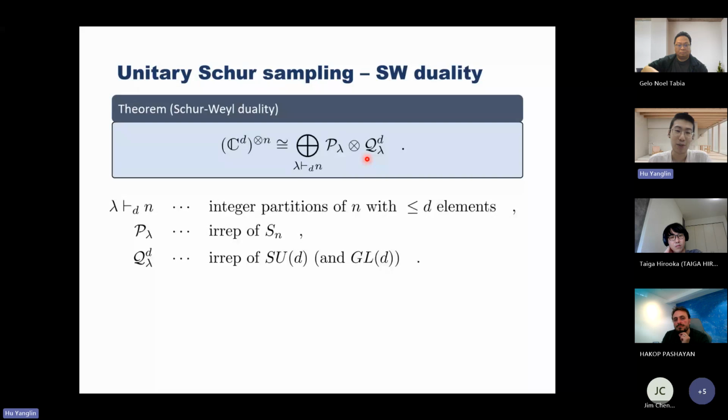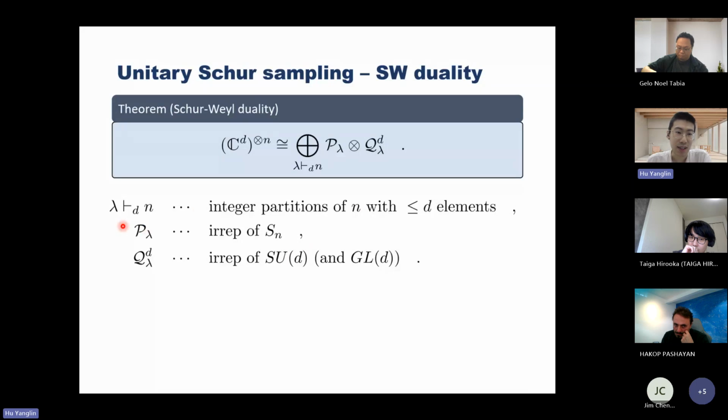That means for any unitary U, U tensor n only acts non-trivially on this Q lambda subspace. Basically, the symmetric group acts non-trivially on the P lambda subspace, and the unitary U tensor n acts non-trivially on the Q lambda subspace.